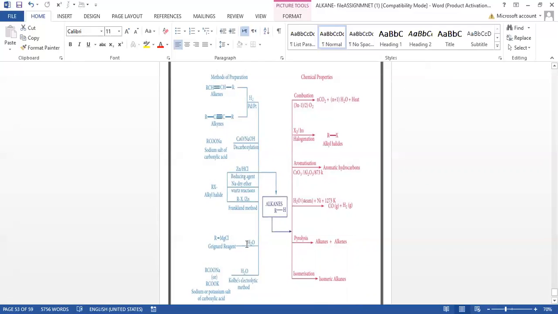Alkanes can also be produced when reacted with water. A Grignard reagent, when reacted with water, forms an alkane. When a monocarboxylic acid salt reacts through the electrolytic method, it forms an alkane. These are the preparation methods of the alkanes.